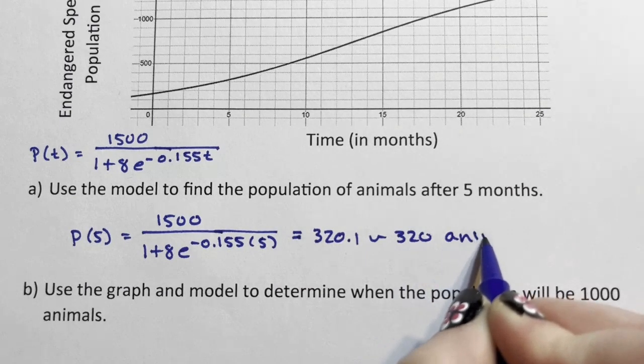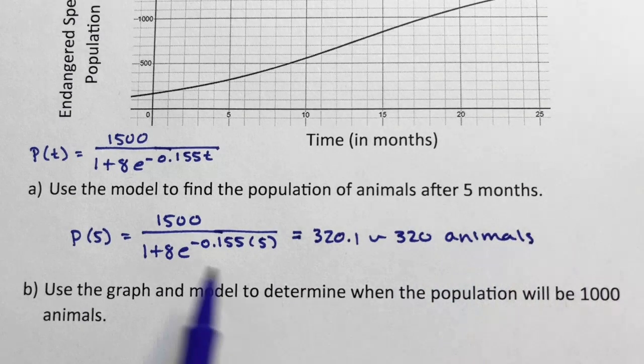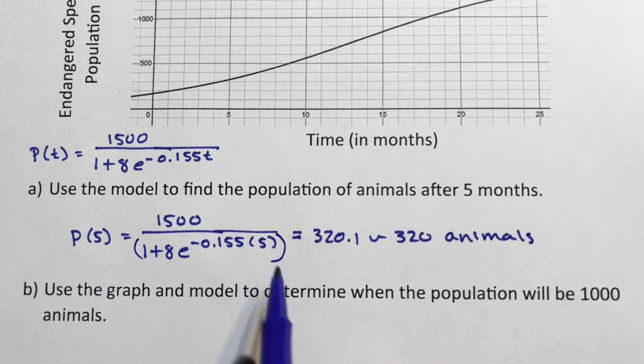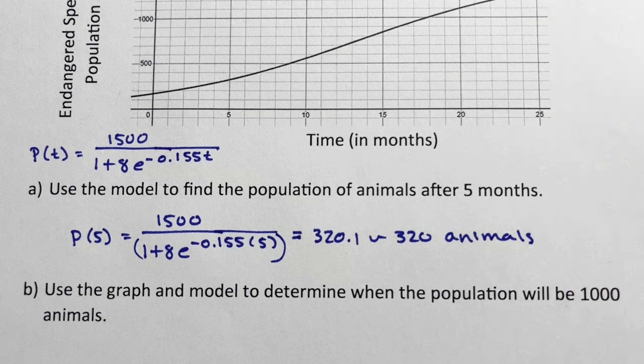If you are not getting that answer in your calculator, make sure you put parentheses around the denominator to ensure your calculator is doing the entire binomial before dividing it into the 1,500. That's usually the biggest mistake you make with this type of calculation on your calculator. Okay, it says use the graph and model to determine when the population will be 1,000.